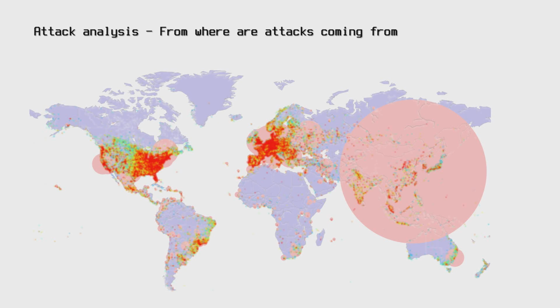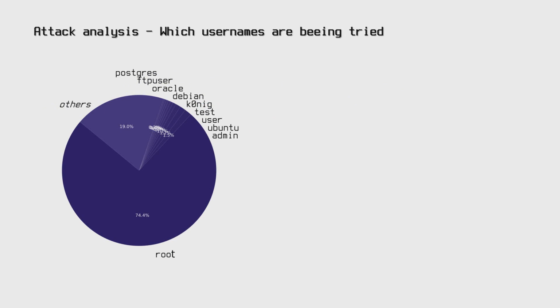So if we can't find something with the IPs that we collect, let's look at the next fact. Let's look at the users. So from the users, these are the top users that were used to attack the sensor network. Starting with root, around 75% of all users tried are root. Then admin, Ubuntu, test, and so on.